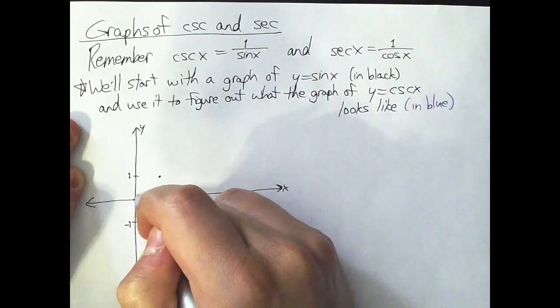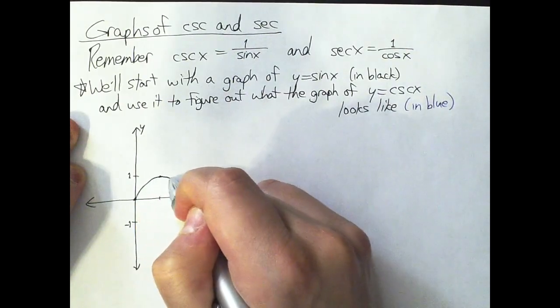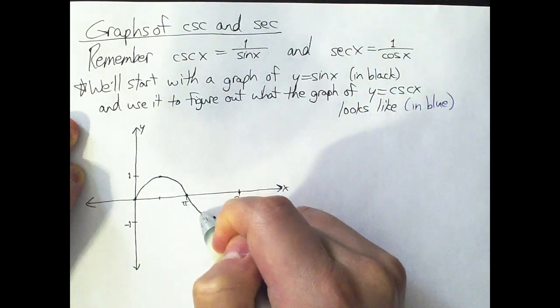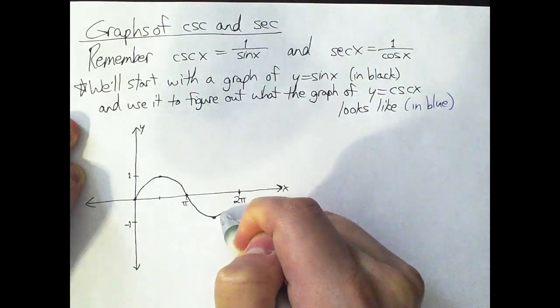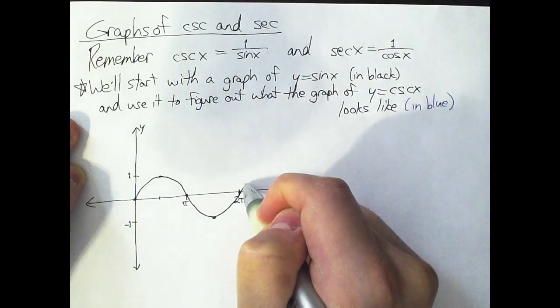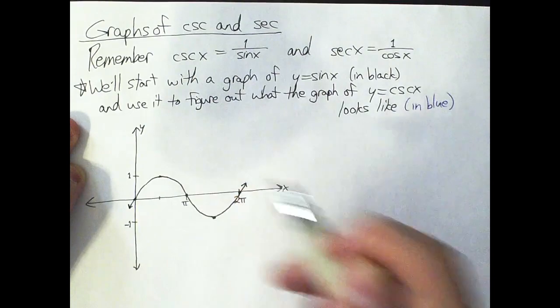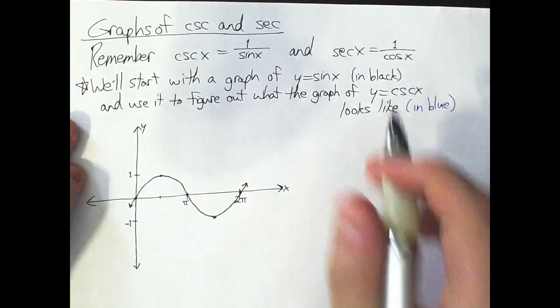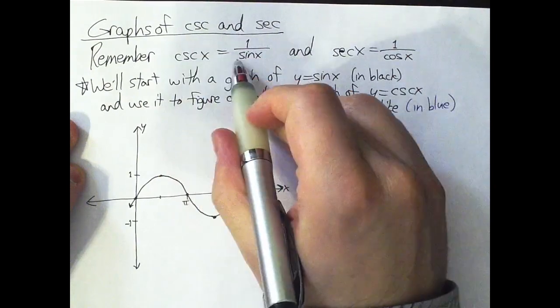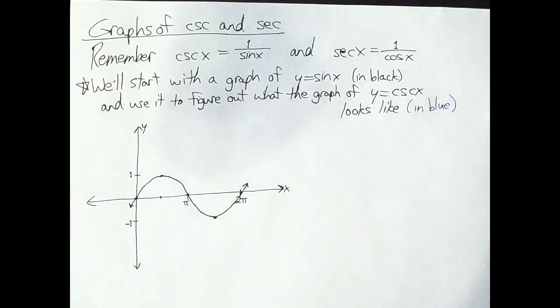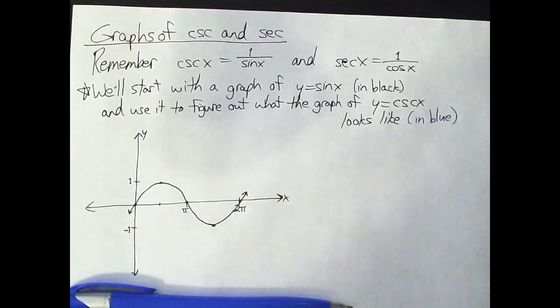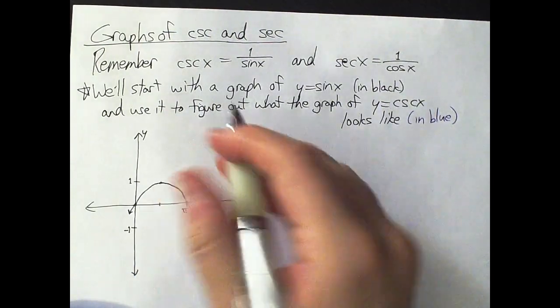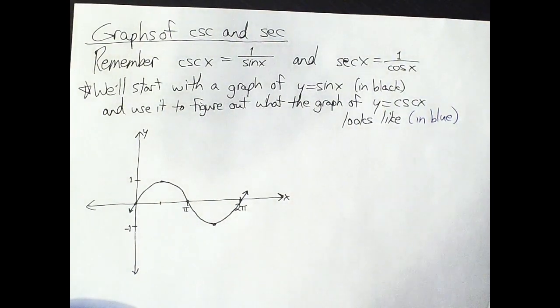I'm going to draw sine. And then I want to talk about, if we have the graph of a function, can we use it to figure out the graph of its reciprocal function? By the way, reciprocal is not the same thing as inverse, right? Cosecant is not the inverse of sine. It's the reciprocal. There's a difference. All right, based on this, can I figure out points of cosecant in blue?